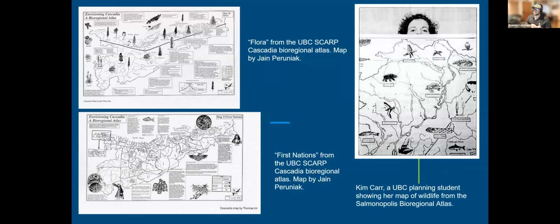Doug Aberle was a professor at, I believe it was the UBC SCARP program. And so every year they would start to create these atlases and envisioning Cascadia. So what were the different trees? What are the rivers, the salmon? What are the different indigenous territories and First Nations?